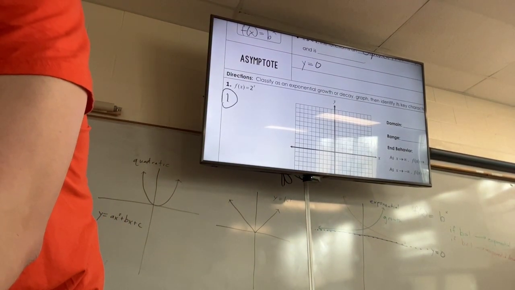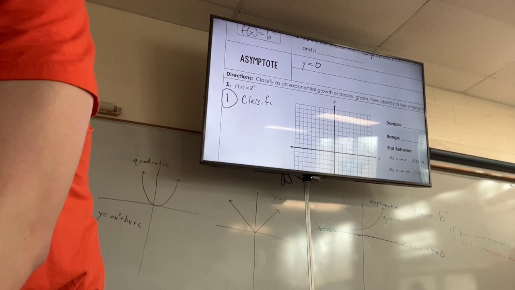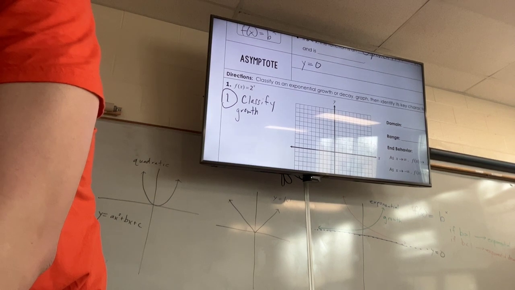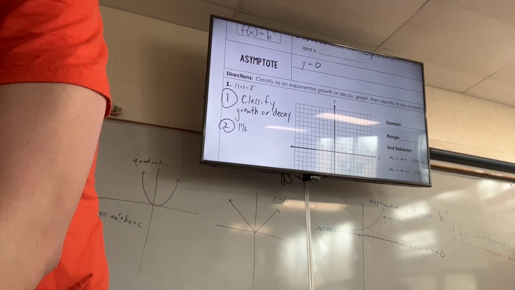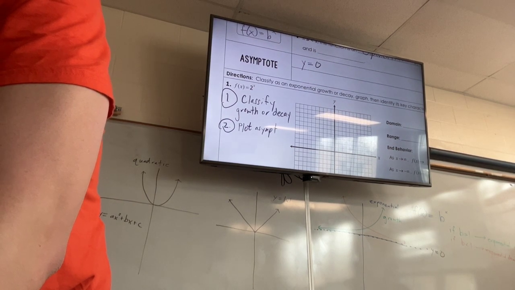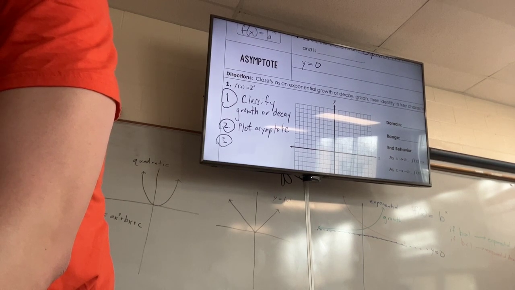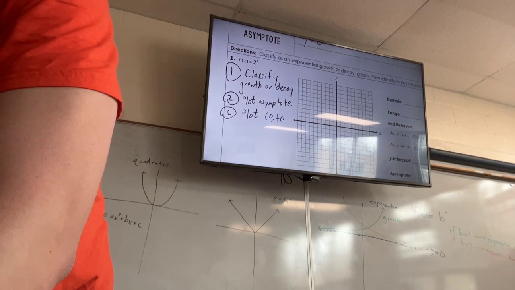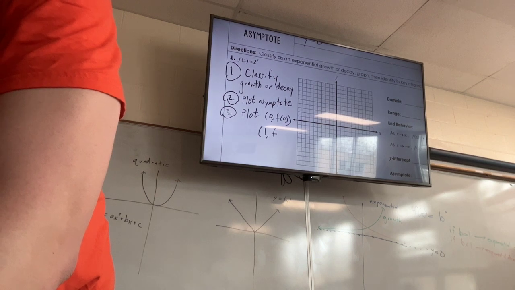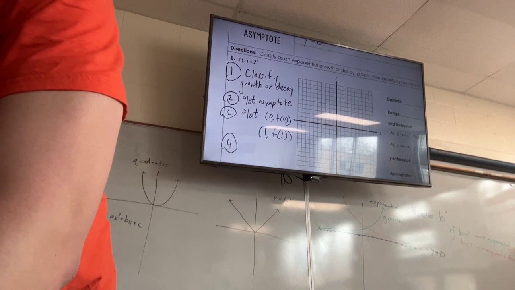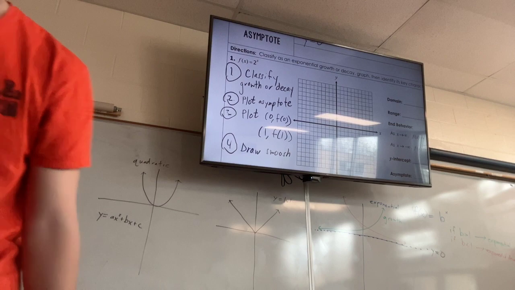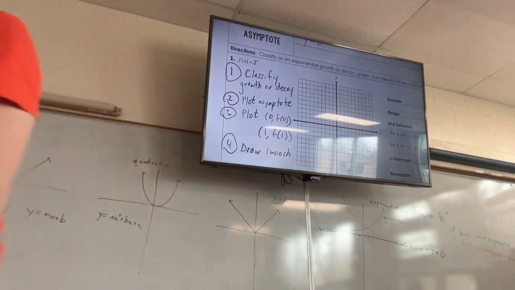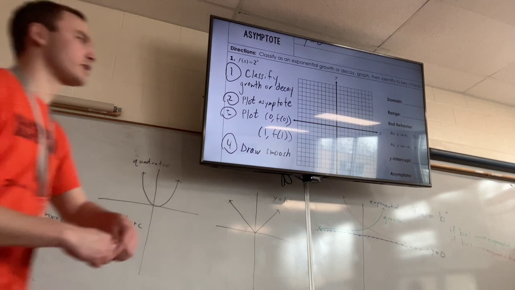So step 1 for graphing this, you're going to classify it as growth or decay. You're going to plot the asymptote. And then you're going to plot 2 points. You're going to plot 0, comma f of 0, that's the y-intercept, and 1, comma f of 1. And then step 4, you're going to draw your swoosh. And then we'll graph it first, and then we'll fill in all these spaces, okay?